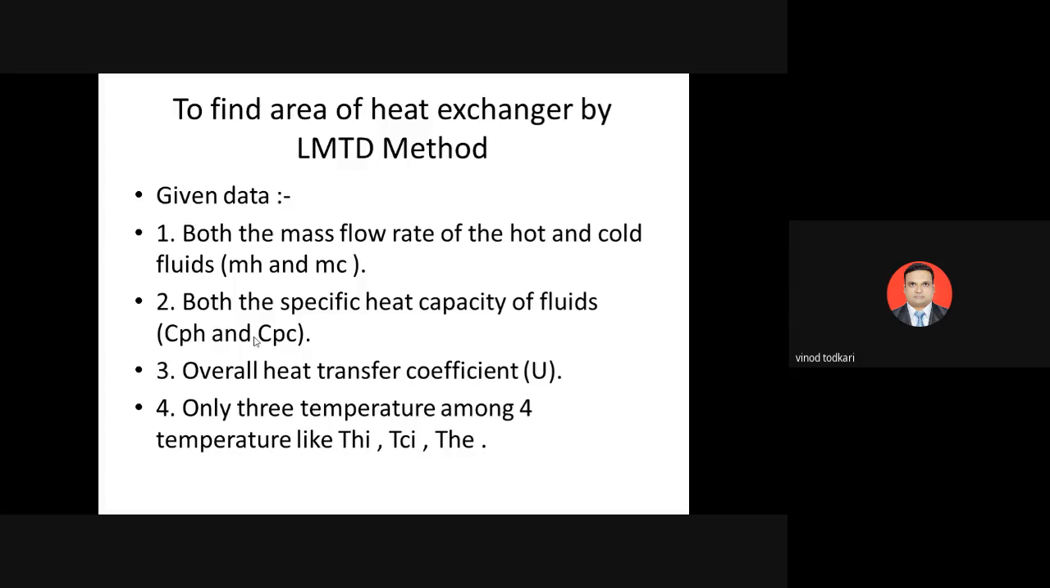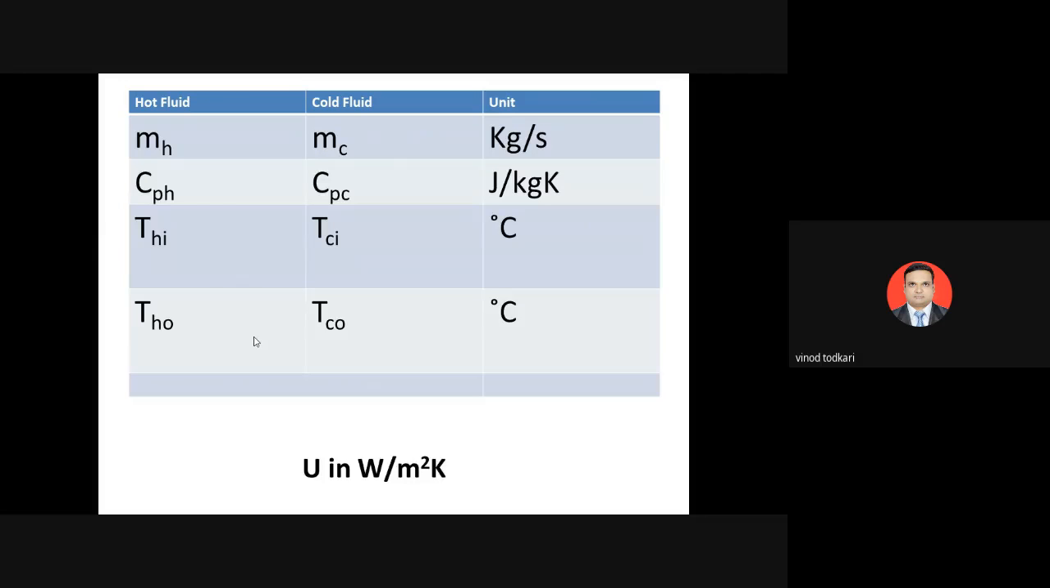Out of the four temperatures, three temperatures will be known and we have to work out the fourth one. Generally inlet temperatures are known, so THI and TCI are known. And generally the outlet temperature of hot fluid is also given, so THO is also given. So we can work out TCO. So what is the first step? The first step is to write down the given data in a tabular format.